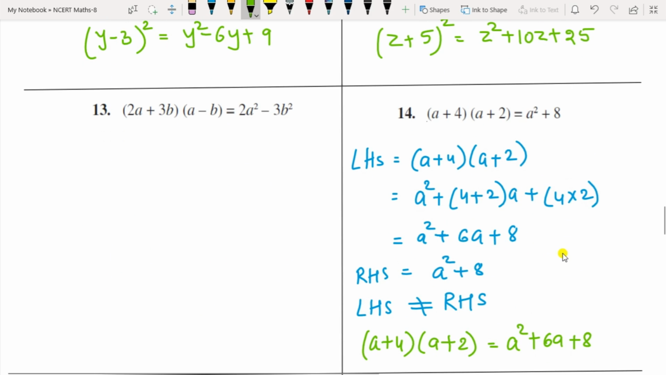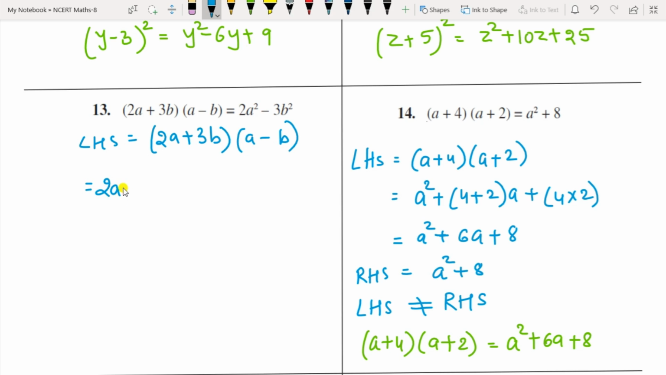Okay. This one, LHS equal to 2a plus 3b and a minus b. So, multiplying one term with each of the terms in the bracket. So, that will be 2a square minus 2ab. Now, multiply by 3b. So, 3ab minus 3b square.